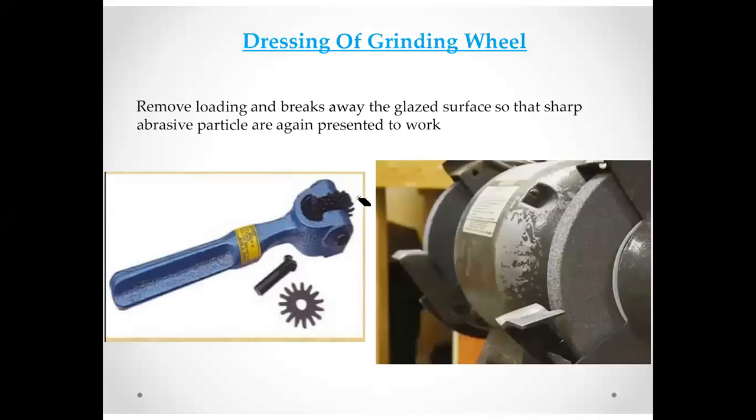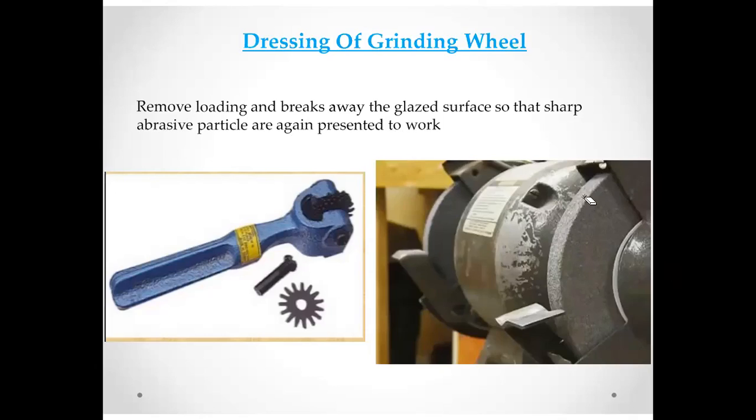In that, there is a sharp cutting edge with some projections. This wheel rotates in contact with the grinding wheel. The sharp edges go and remove the unwanted material stuck on the wheel, as well as the unsharp particles. When the two wheels run together in contact, after some time the unwanted material is removed and the new surface comes up. This process is called dressing: removing loading and breaking away the glazed surface so that sharp abrasive particles are again present to the work.